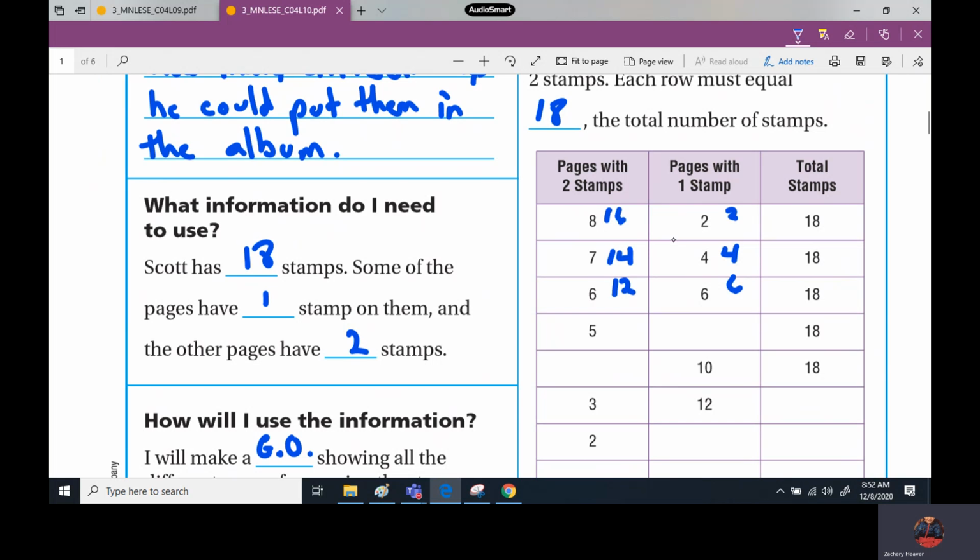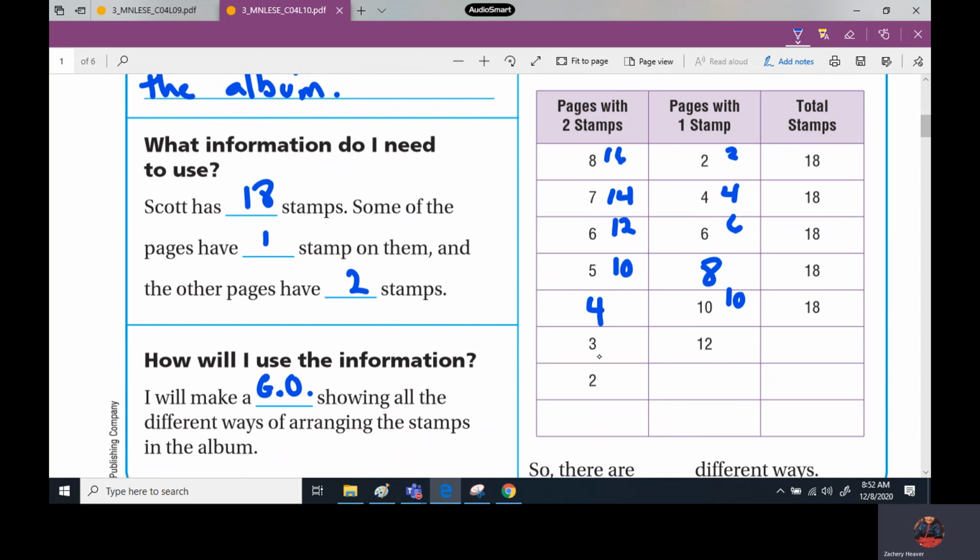Now, let's keep going. If he has 5 pages with 2 stamps on them, he has 10 stamps. So now 10 plus what makes 18? 8. So he has 10 already. I can't put 8 pages with 1 stamp here, because 8 times 2 actually makes 16, and that makes 26 stamps. So what times 2 makes 8? It's 4. 4 times 2 makes 8, and 8 plus 10 makes 18.